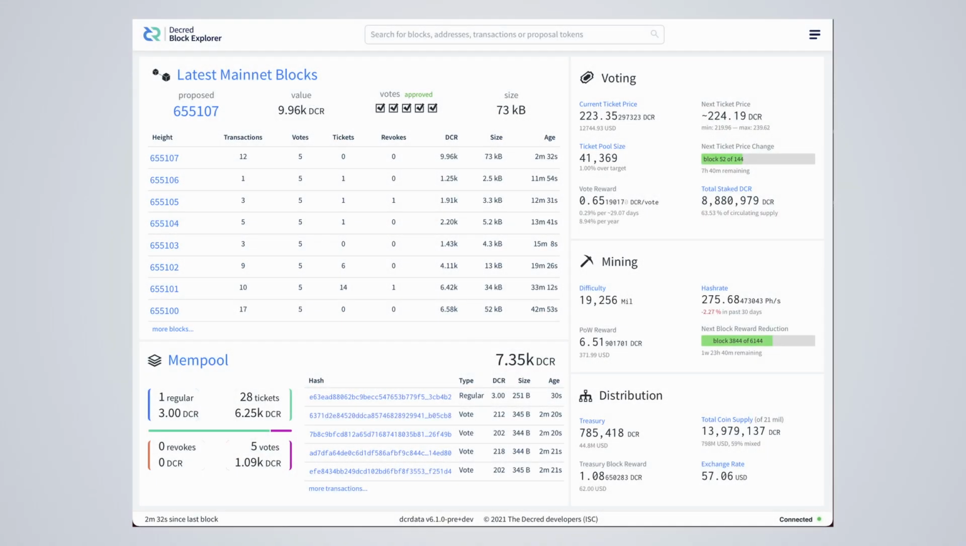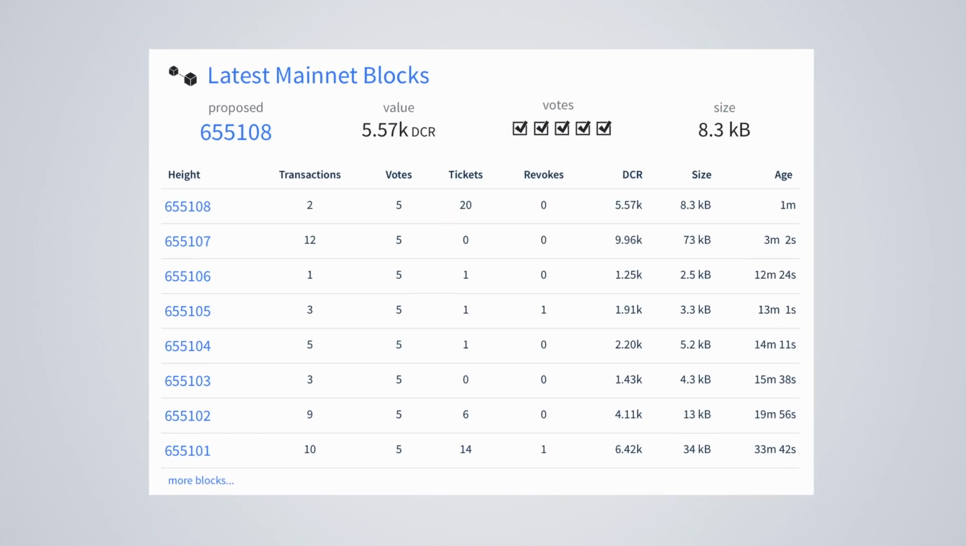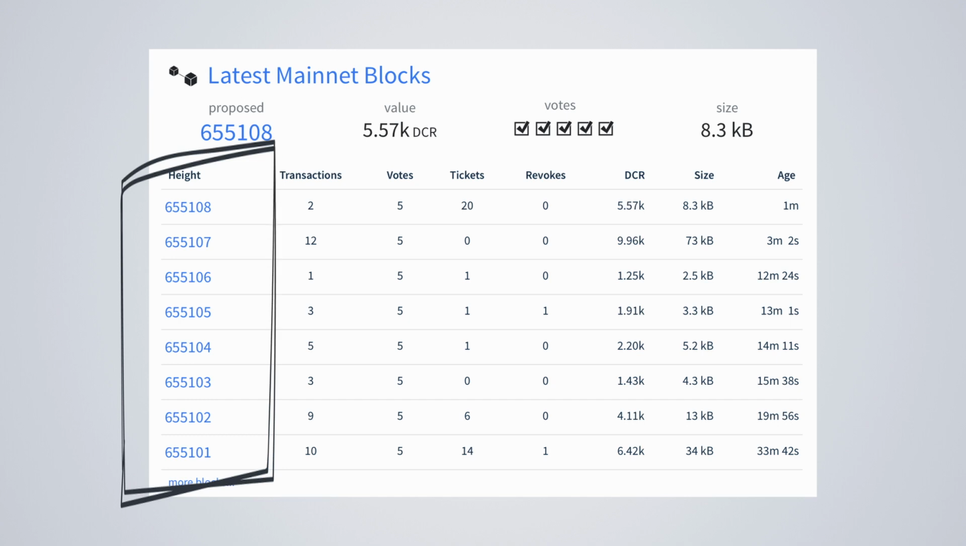The DCRDATA overview page gives you a quick glance at the current state of a network, and this is a perfect starting point for our analysis. Starting with the latest mined block section, you can see how the last 8 blocks were mined and whether they are being created on schedule. In Decred, this is approximately every 5 minutes.